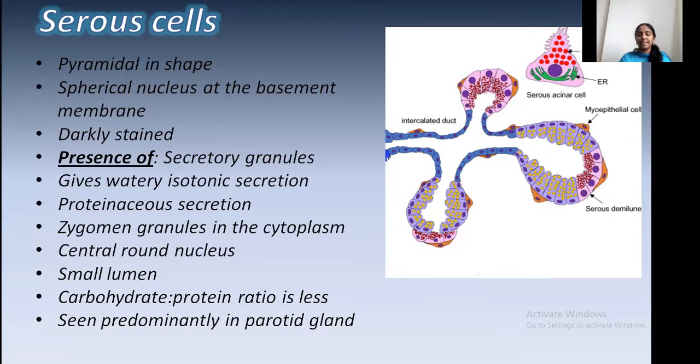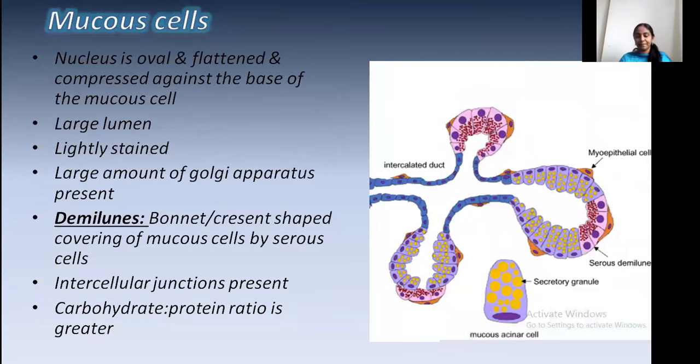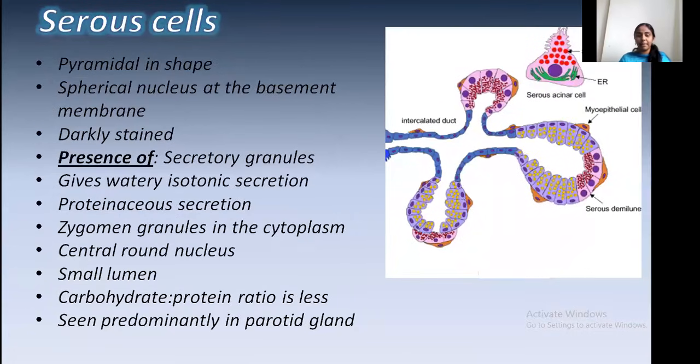Their secretion is proteinaceous in nature and they have zymogen granules in the cytoplasm of the cell. Central round nucleus, like we already saw. Serous acini have a smaller lumen and the carbohydrate to protein ratio in a serous cell is less. One word to note, carbohydrate to protein ratio in a serous cell is less, seen predominantly in the salivary glands. Serous cells are seen predominantly in the parotid gland.